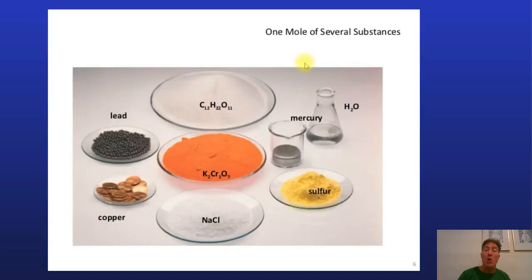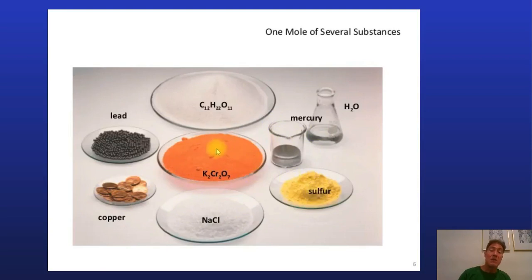So here is a mole of several different substances. Here's a mole of lead. An Avogadro's number of lead, 6.02 times 10 to the 23rd. A mole of copper. An Avogadro's number of salt. An Avogadro's number of potassium dichromate. An Avogadro's number of mercury, water, sulfur, and so on.